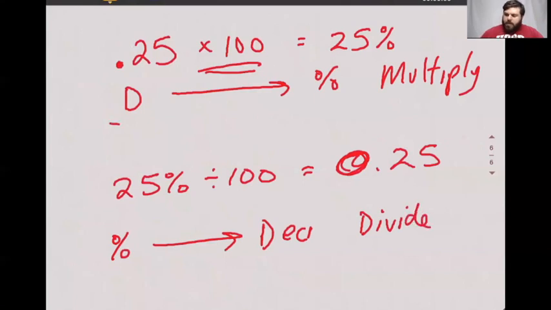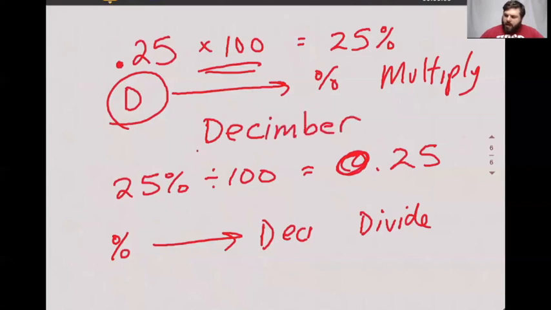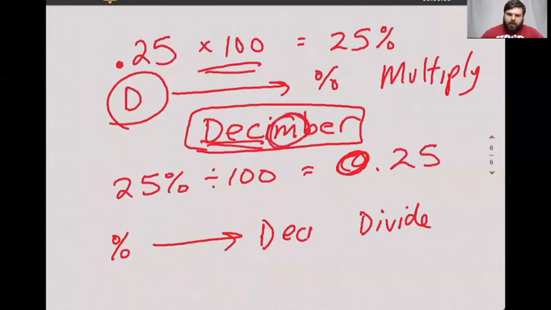Now, here's how I remember this: December, okay? December. I notice that I wrote that wrong. It helps me remember that with decimals, you multiply. From a decimal to a percent, you multiply. So December might be one way to help you remember that. Okay, moving on.